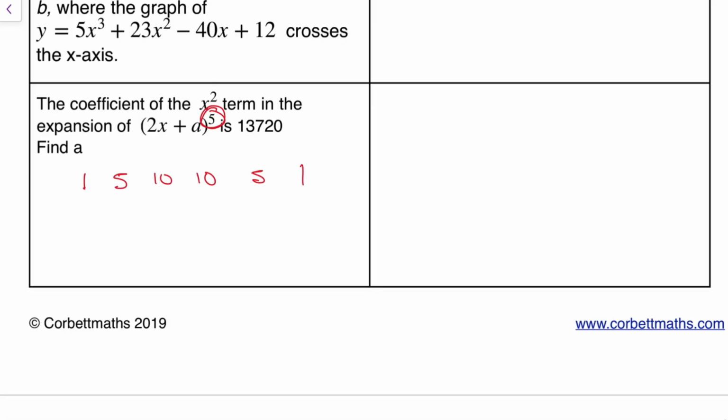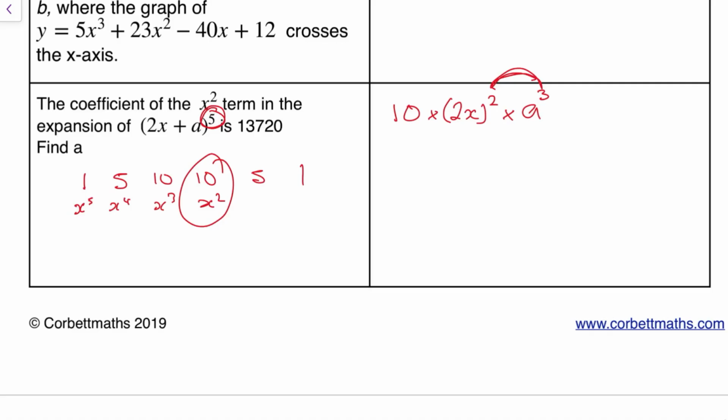Then I want to get x squared. Well, this is going to be x to the 5, this is going to be x to the 4, x to the 3, x squared. So that's the coefficient I want. So in other words, 10 times 2x, remember I'm squaring it, times a, 5 minus 2 is 3. So in other words, these two numbers will start to give me the n power. And that is all equal to 13720 x squared.